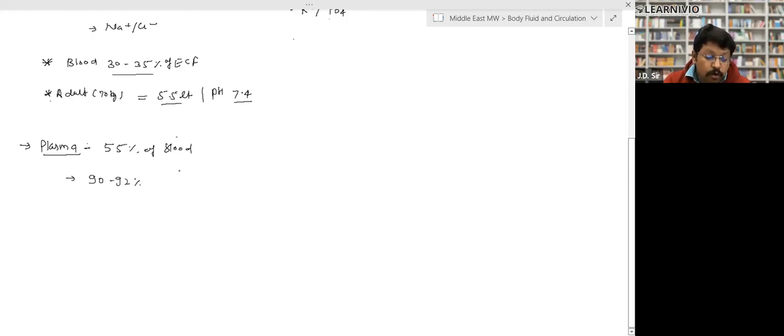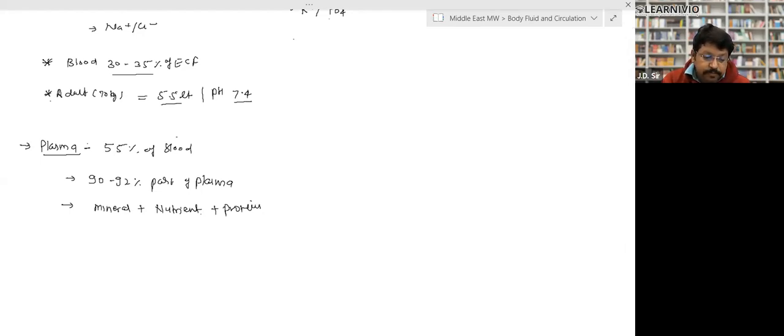92% part of plasma. Water alone forms 92% part of plasma. Next. Plasma contains mineral, nutrient plus protein.